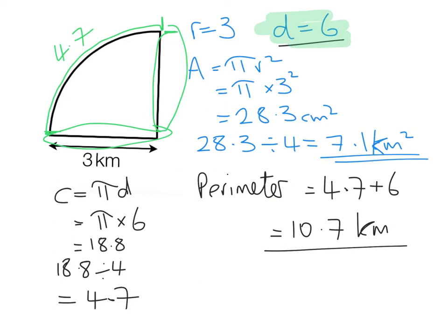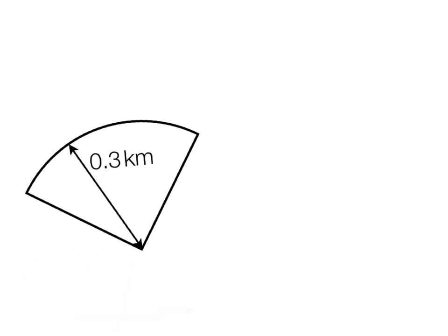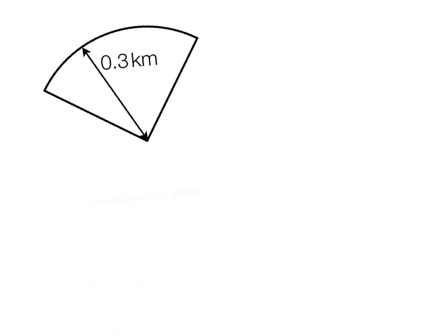Right. I'm going to do another example like that. This time it's still a quarter of a circle, although you've got a line that's not the edge of the sector like we're normally used to, but it's still just a radius, okay? So we know that the radius is 0.3, and if the radius is 0.3, the diameter must be 0.6.